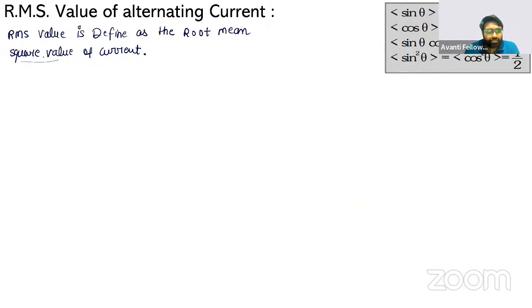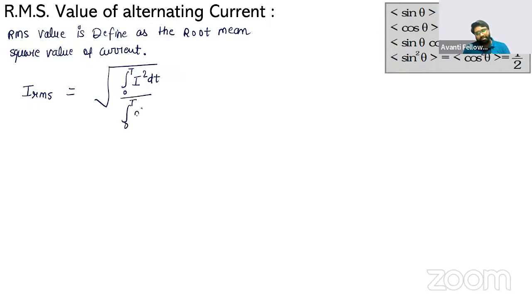ये इसका मतलब है। चलो, इसका फॉर्मूला कैसा है, I RMS is given by square root of, देखो अगेन, square root of integral from 0 to T of I square dt divided by integral from 0 to T of dt, the total time. ठीक है, this square is for total. क्लियर, now again we want to calculate the value for full cycle, just calculate it.